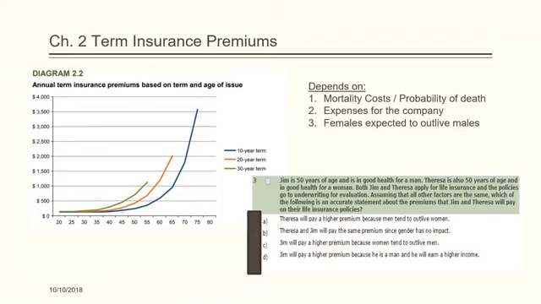And in this example, in this question, we're talking about Jim and Teresa. They're both 50 years of age, and they both apply for life insurance. You can read through the questions and answers, but there will be an impact on this. So Jim will pay a higher premium because women tend to outlive men. That is, of course, the best answer here.